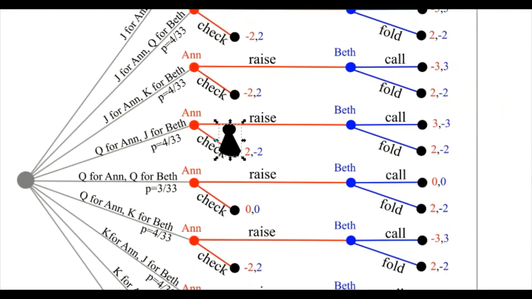If N raises, Bass can fold, in which case she loses 2 Swiss francs to N too, or she can call, in which case she loses even 3 Swiss francs to N. Isn't the reasoning now straightforward? Not at all. Be careful.